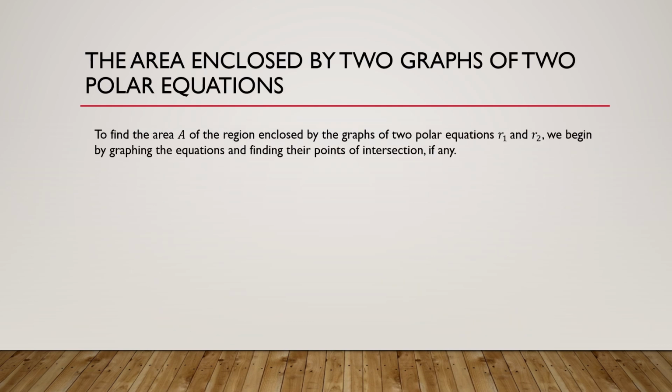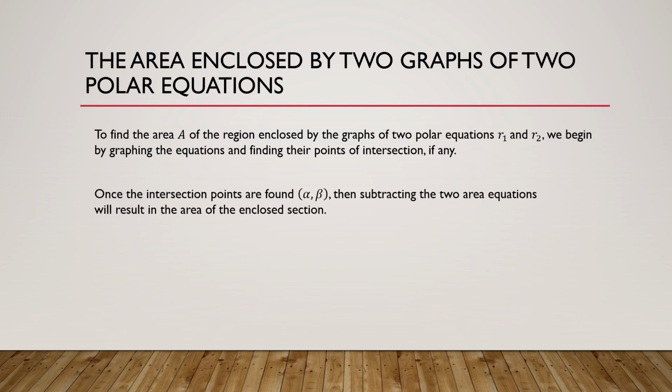To find the area of the region enclosed by the graphs of two polar equations r sub 1 and r sub 2, we begin by graphing the equations and finding their points of intersection, if any. Once the intersection points are found, alpha and beta, then subtracting the two area equations will result in the area of the enclosed section. A equals the integral from alpha to beta of 1/2 r sub 1 squared d theta minus the integral from alpha to beta of 1/2 r sub 2 squared d theta.